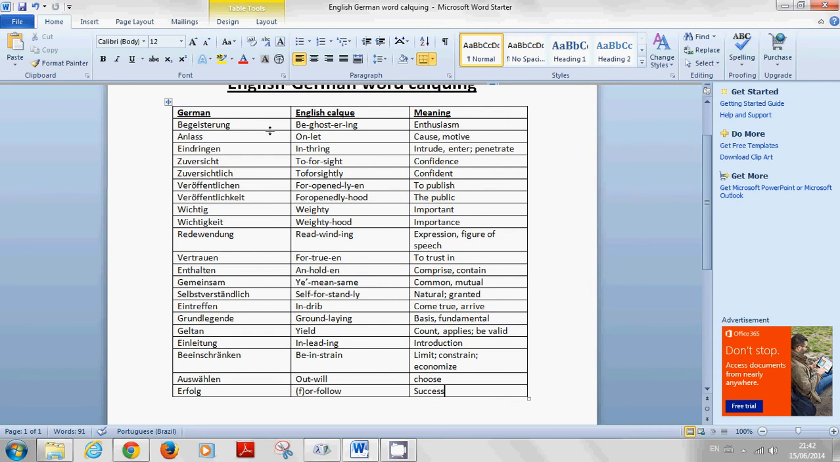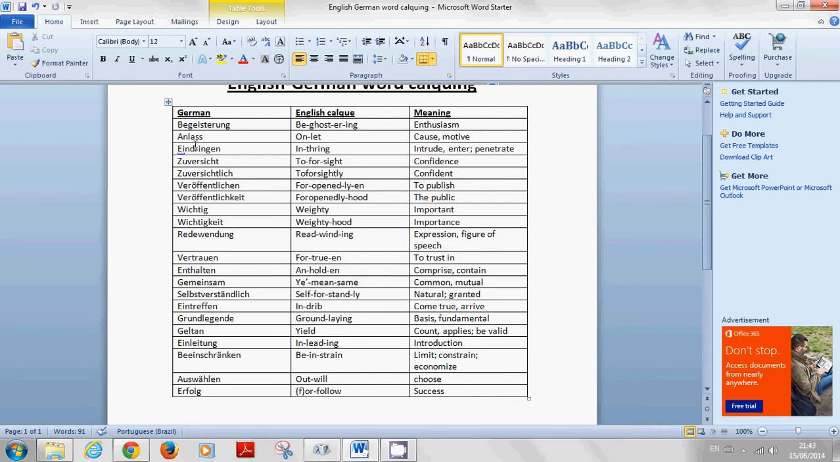in German. The second one is the word Anlass. In English, this would be Anlet today. This is a cause or a motive. This on may be on as in answer, or it could be on like the preposition on top of something.